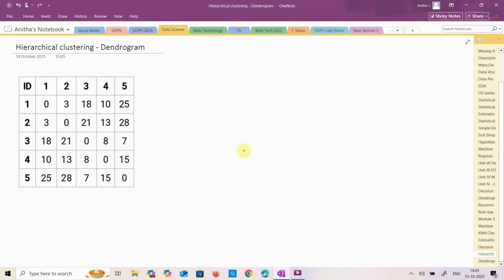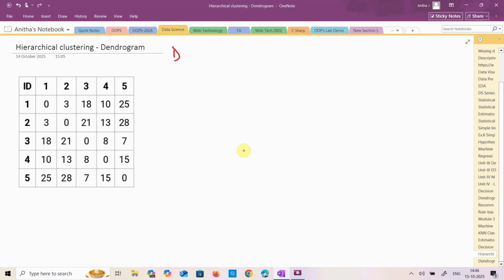Hi all, in this video we are going to see how to construct a dendrogram in hierarchical clustering. Hierarchical clustering is a type of unsupervised learning algorithm, and here we can create nested clusters by either splitting or merging the data points continuously in every iteration.